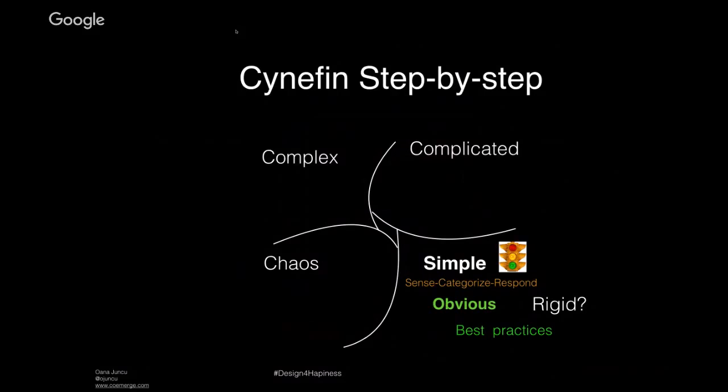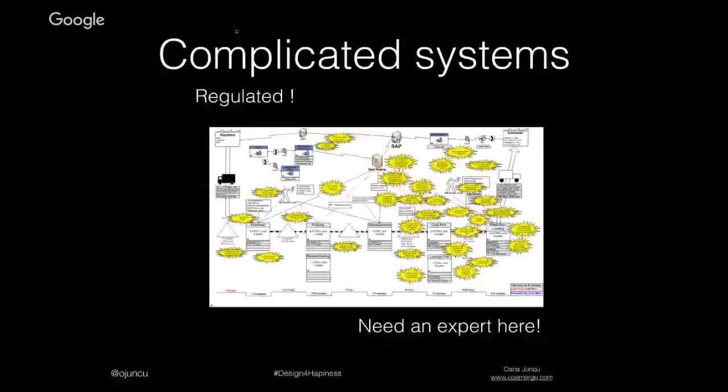So these simple systems, one thing that I want to share with you, how are they? I think they are rigid. They are simple to use, but if you want to change them, it's impossible, because remember, the data is the answer. Next steps, complicated system. Well, complicated systems are regulated systems. Predictable systems, but where you really need an expert to sort it out.